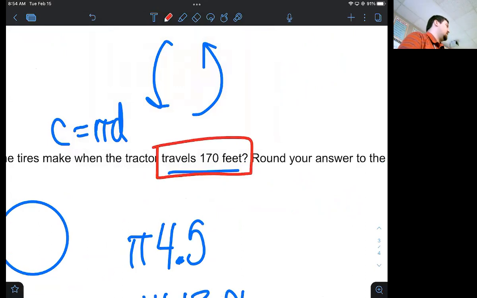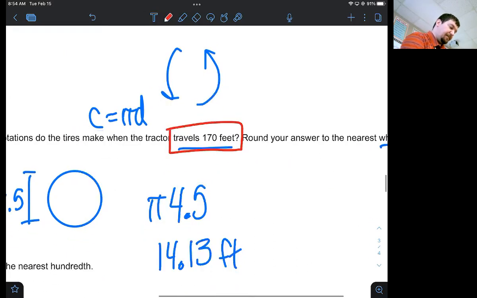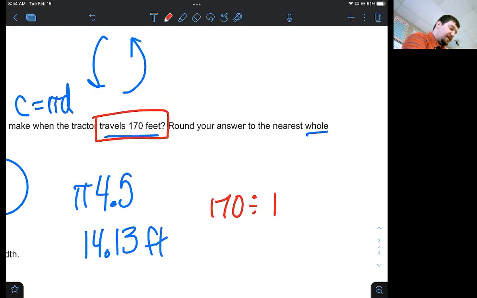What type of problem is this then? It's a division problem. I'm going to take 170 and I'm going to divide it by the distance that I travel with one spin of the tire. That's going to tell me how many spins I'd have to make. Lucas?